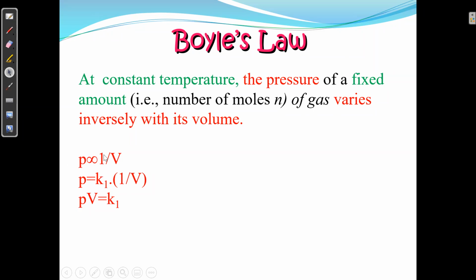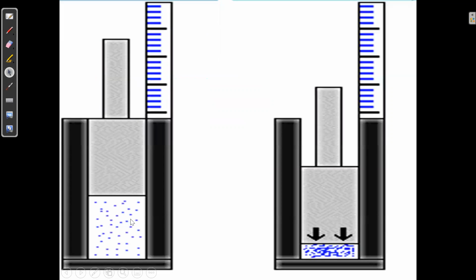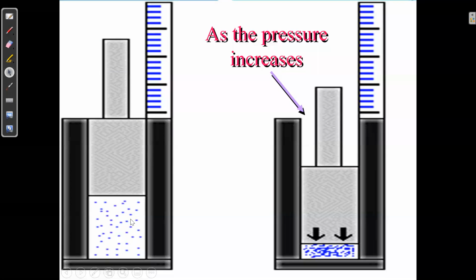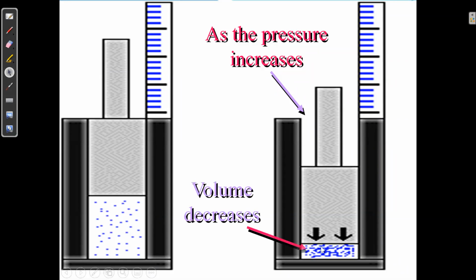So P is proportional to 1 by V. And when we remove the proportionality sign, we introduce one constant, that is K, a proportionality constant. So we can write PV is equal to K, that is, PV is equal to constant. Now you can see as the pressure increases, what happens? This is the initial volume, you can see the gas particles. When the pressure increases, the volume gets reduced. So as the pressure increases, volume decreases.